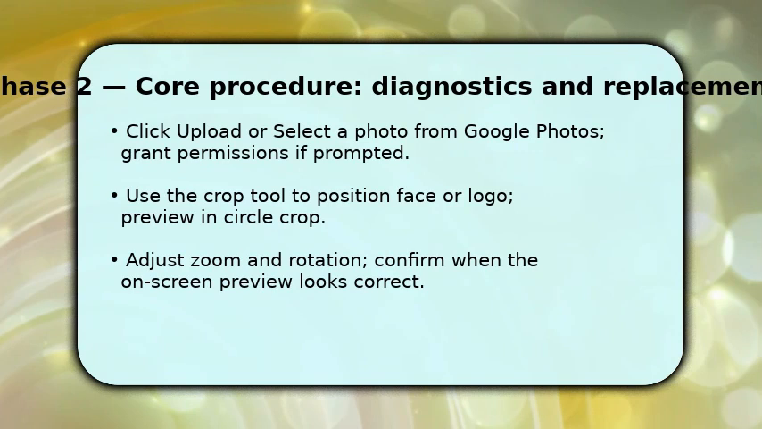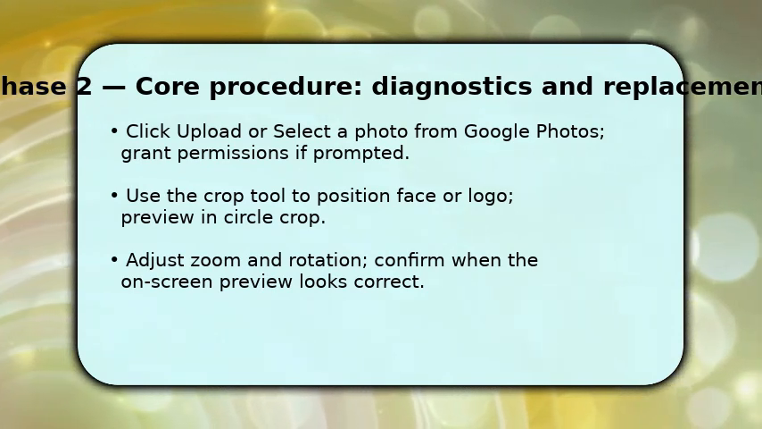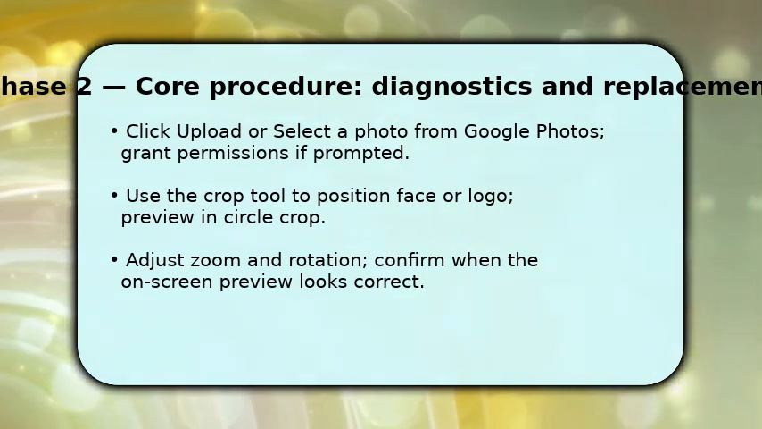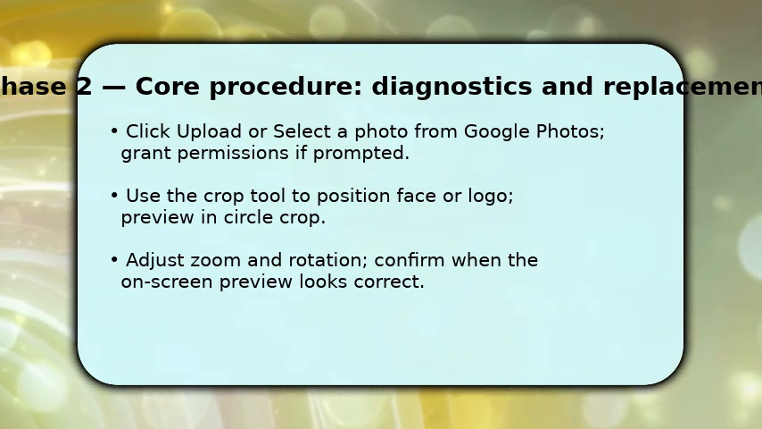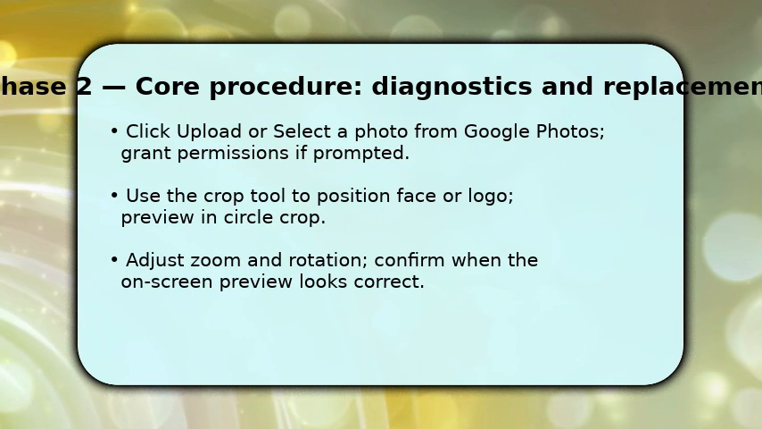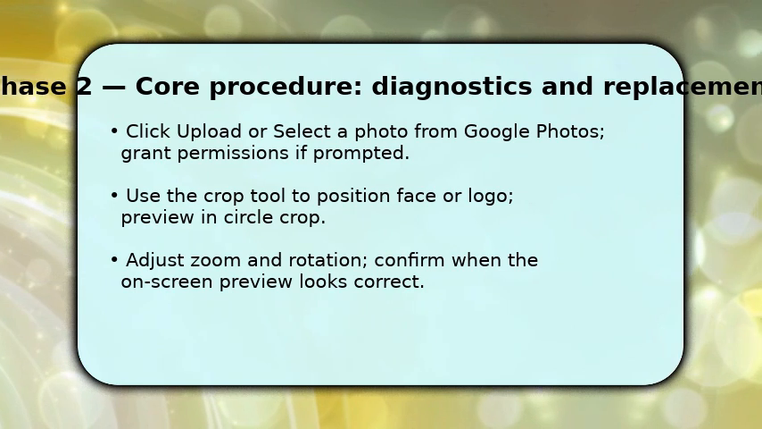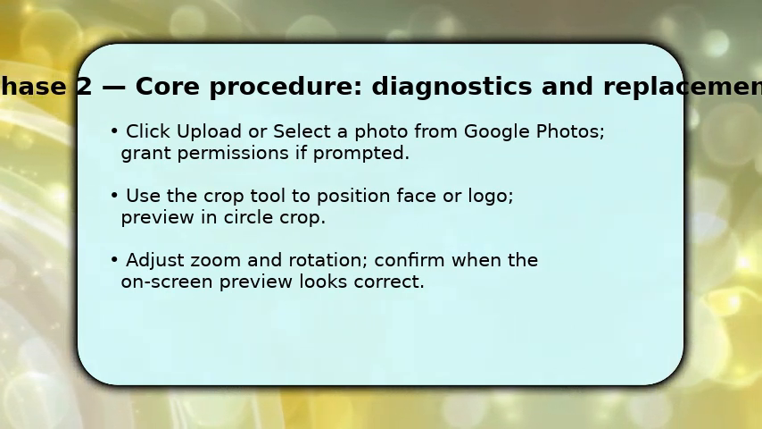Now you'll pick and edit the image. This is the middle, detailed work. After selecting Upload or choosing from Google Photos, use the crop tool to frame your face or logo inside the circular preview. That's important because Google displays it round. Once done, adjust zoom and rotation for balance and confirm the selection.